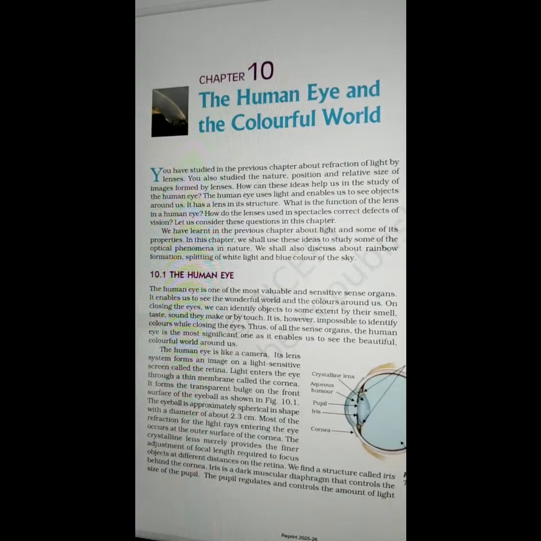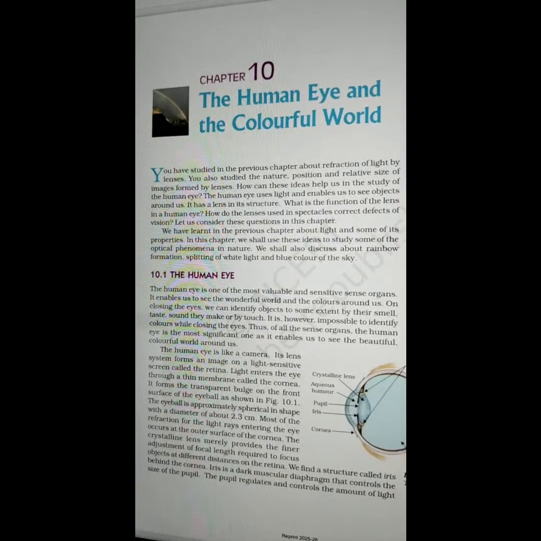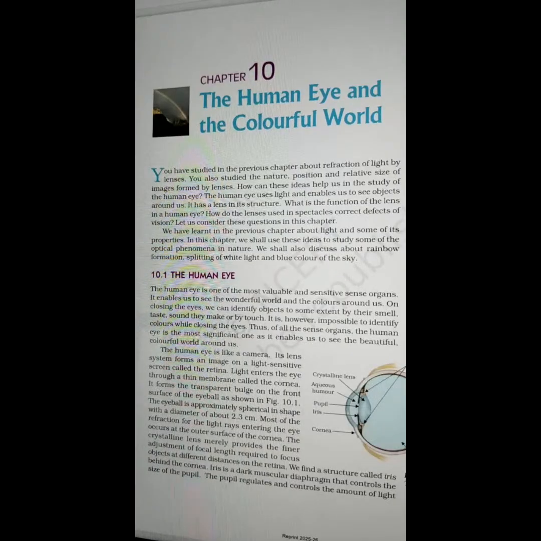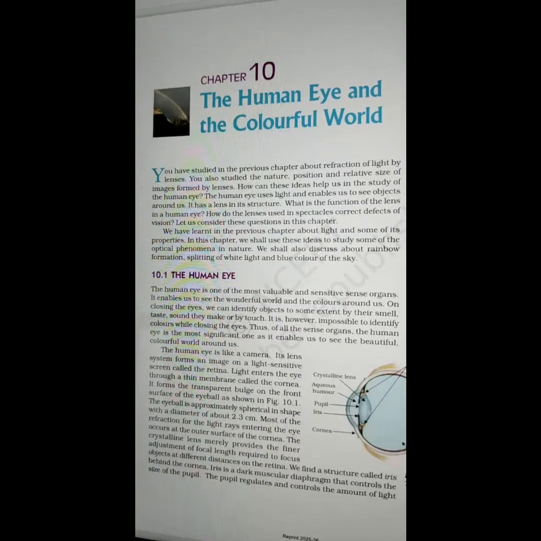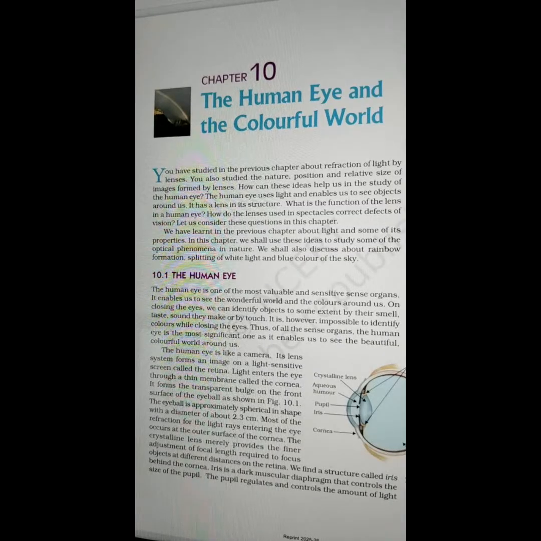Online biology tutorials. In today's live, we will be reading Chapter 10, The Human Eye and the Colorful World. This is being taken from NCERT Class 10 Science. The book is followed in CBSE board.